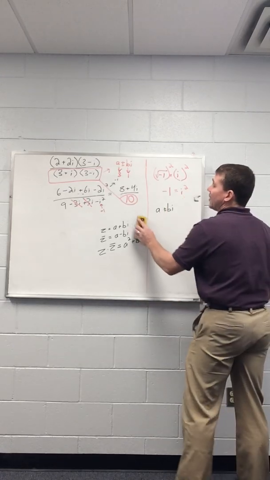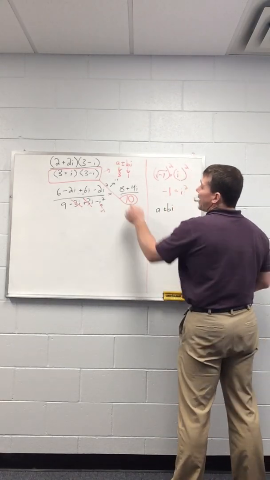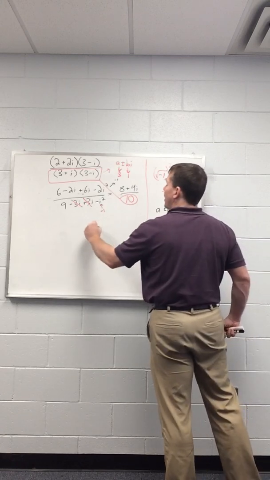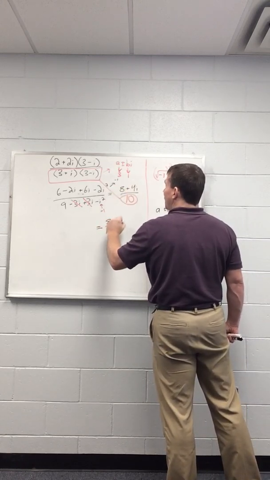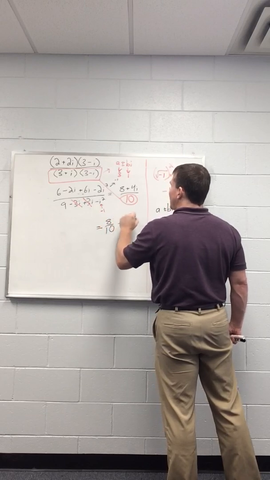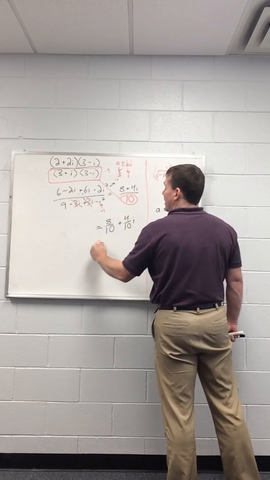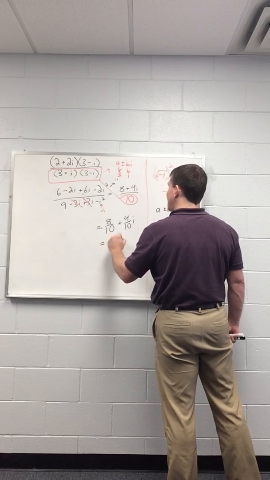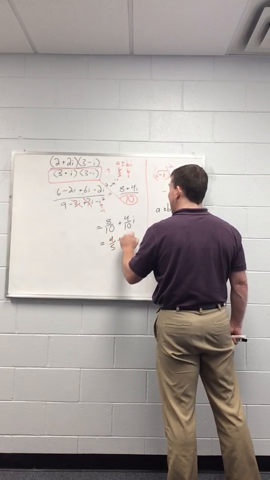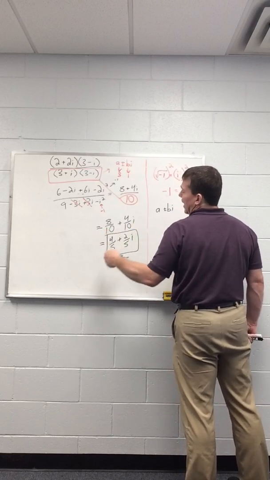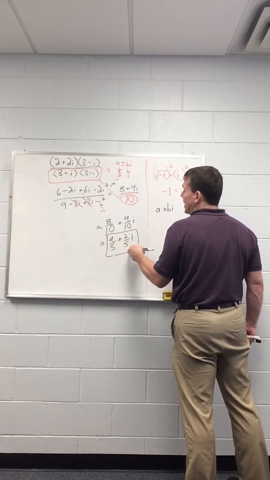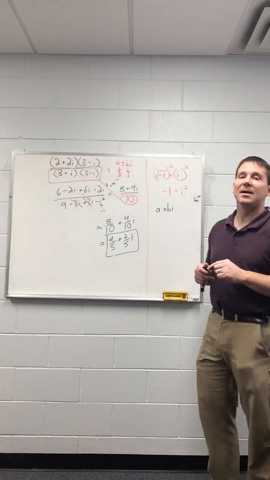And the reason we care about that is because now that there's only one term on the bottom, I can rewrite this as two separate fractions: 8 over 10 plus 4 over 10 i. I can reduce that to 4/5 plus 2/5 i. And now I have this in standard form: a plus or minus bi.